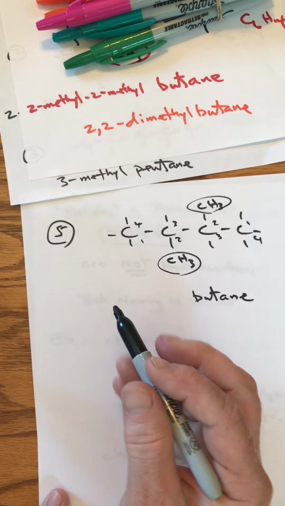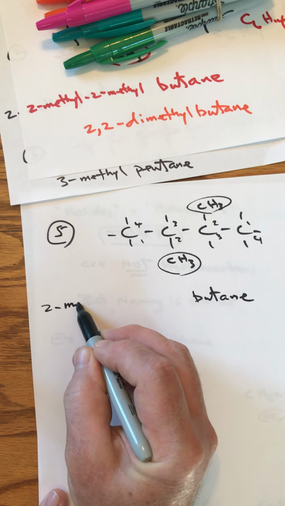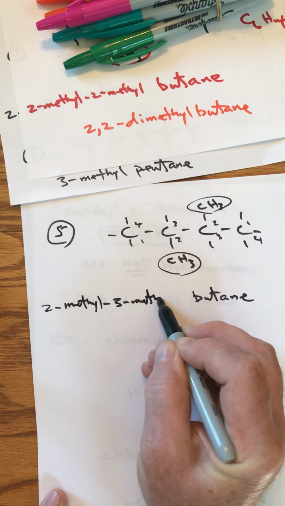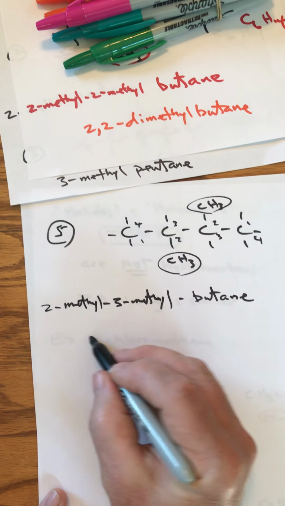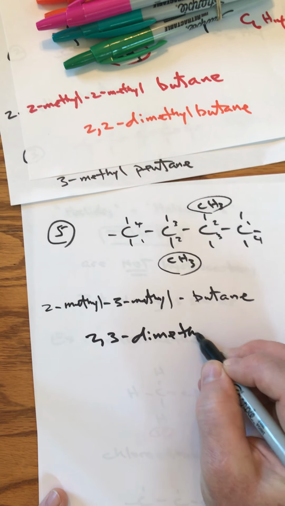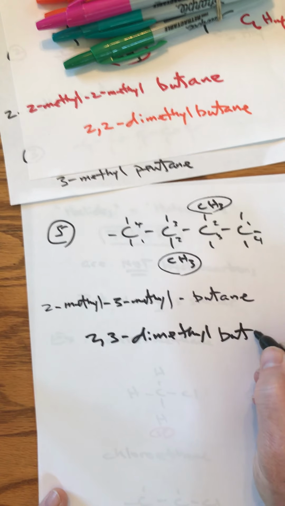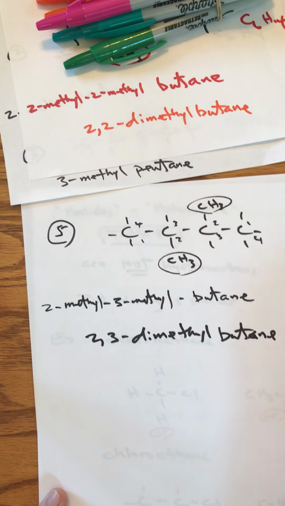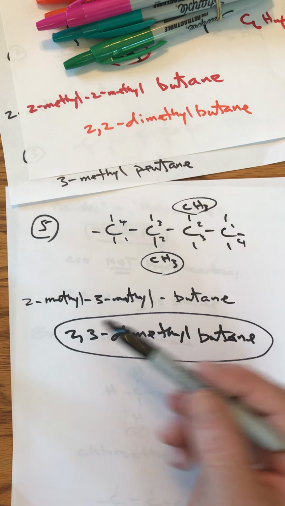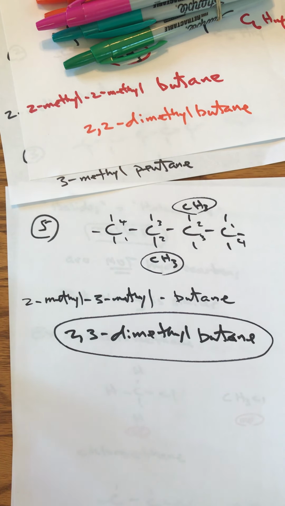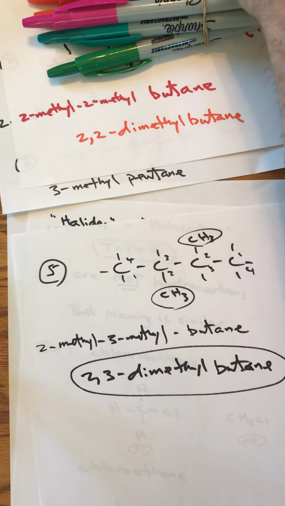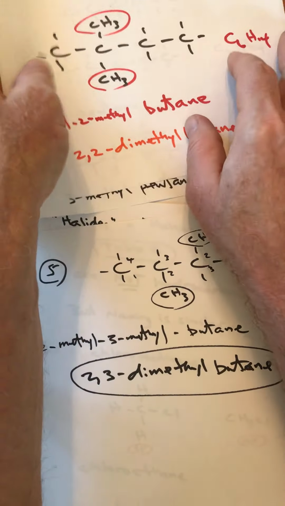So I could call this 2-methyl, 3-methyl butane, or 2,3-dimethylbutane. That's what I prefer. I like that. But if you have 2 attachments, you need 2 numbers, okay? So now, part of your homework, if you look at your worksheet packet, they're going to ask you to recreate that so you can follow along with this video.